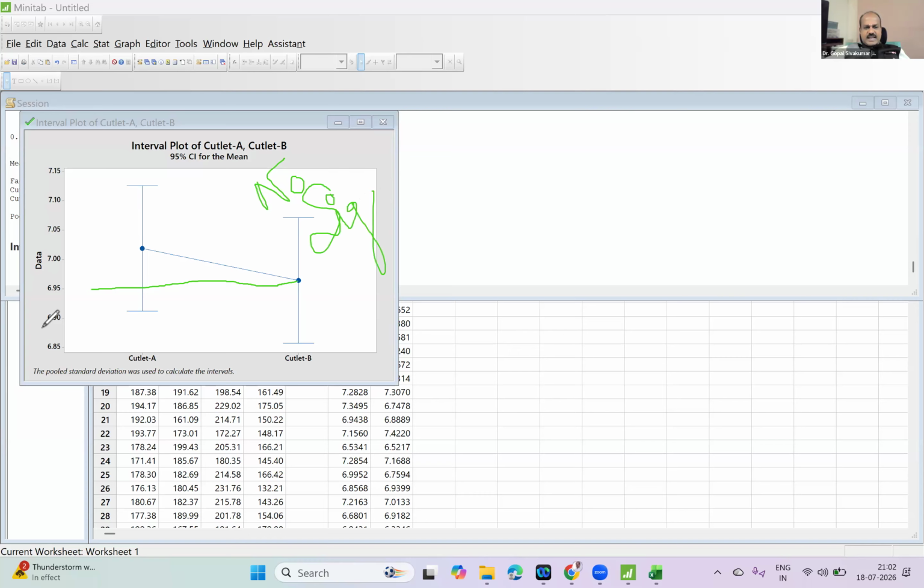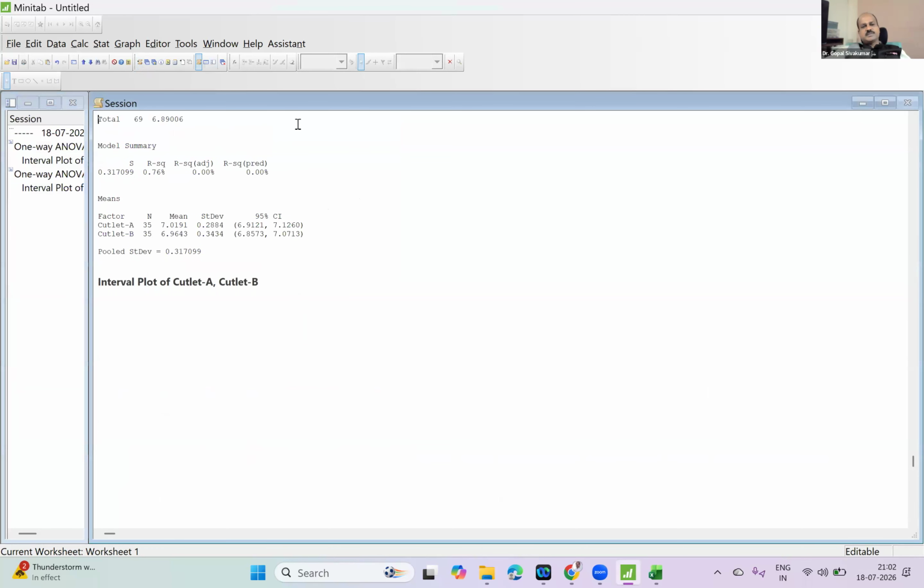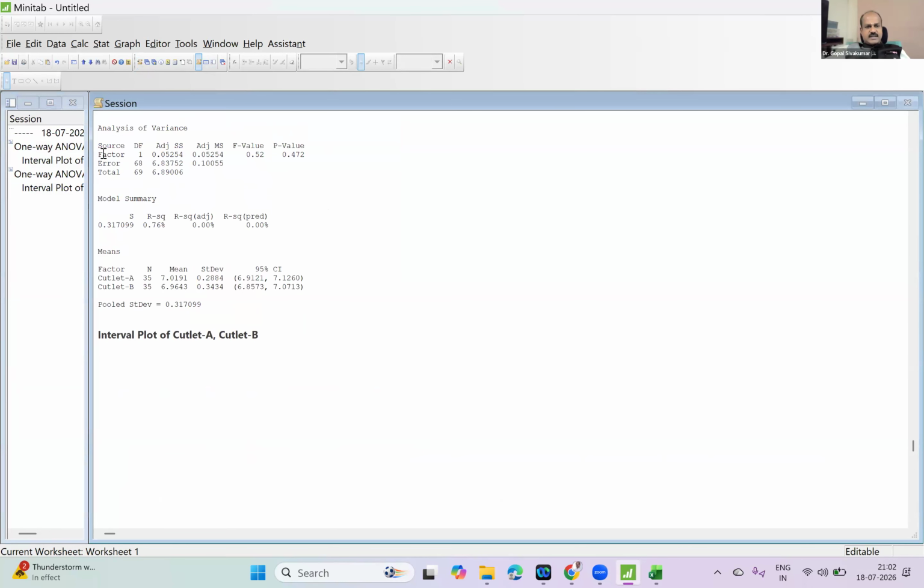Instead of looking at the graph every time, the alternate way you can do is look at the p-value. For that, you just have to go to the session window. Go to the session, you come here, ANOVA table. Under the factor, what is the p-value? Tell me. 0.47. P-value is more than 0.05, which means fail to reject the null.